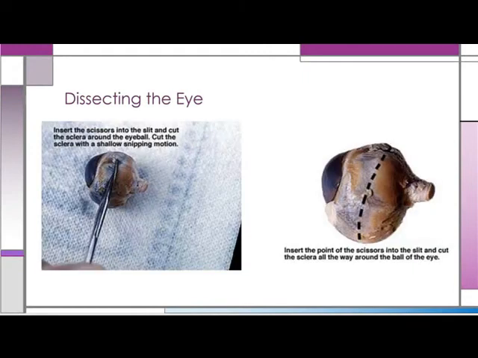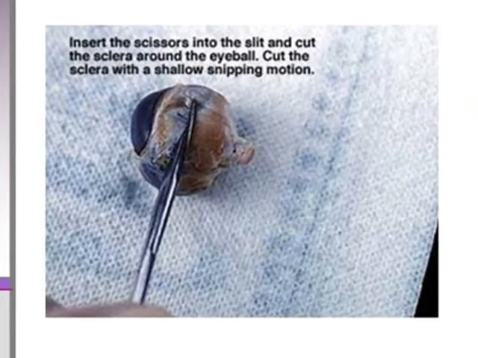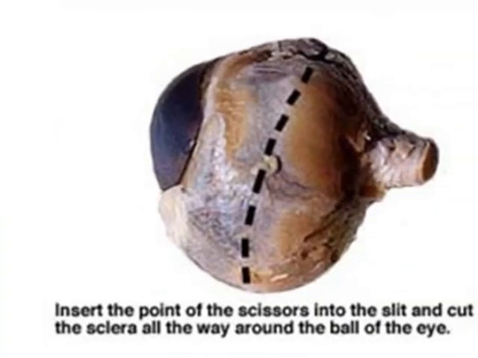Now that you have made a small cut in the sclera, when the video is paused, you will insert the point of your scissors into the slit made by the scalpel and cut the sclera with a shallow snipping motion. Turn the eye as you continue the cutting action. Cut the sclera all the way around the eye. You will need to support the eye in the palm of your hand while you cut the sclera. Some fluid from the eye may ooze from the slit as you make this cut. We'll pause the video at this time to cut around the sclera.